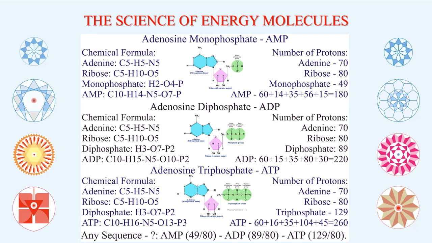And here the number of protons is 220. Third is adenosine triphosphate, ATP. The number of protons is 260. Now you see 180, 220 and 260. Do you see any sequence? AMP 49 by 80 is Divyank. ADP 89 by 80 is 22 by 21. And ATP 129 by 80 is again a Divyank ratio. Is it a coincidence or design?